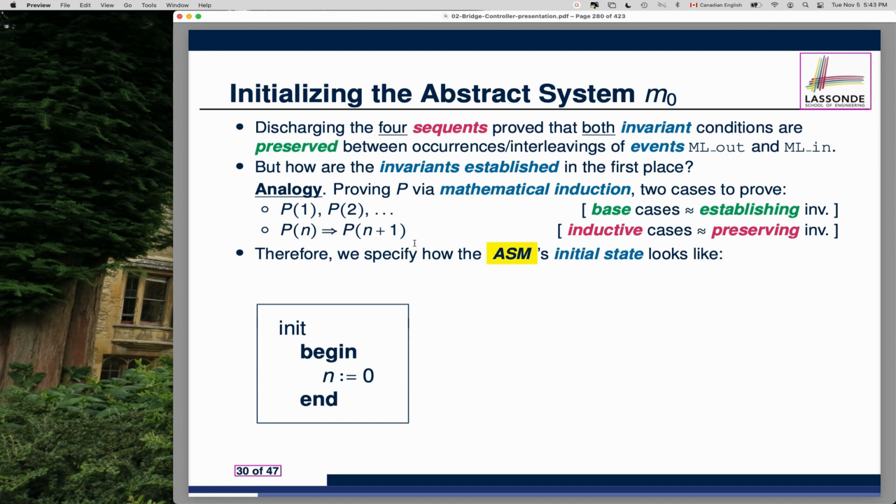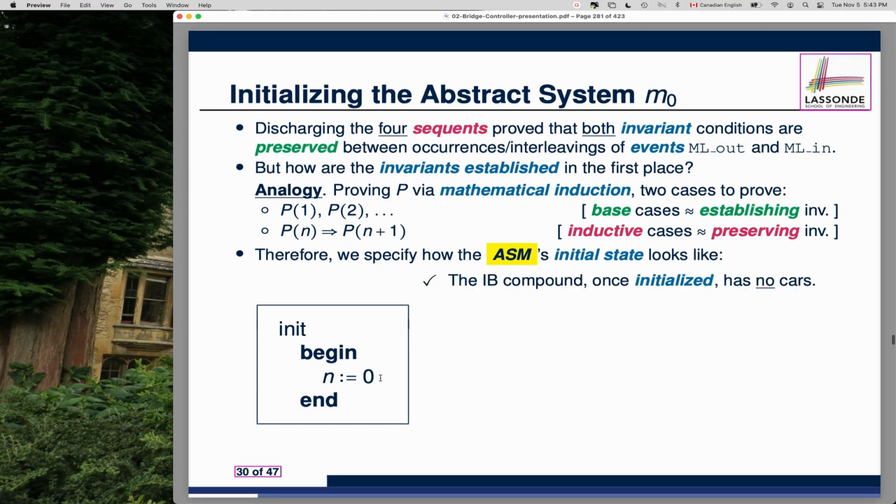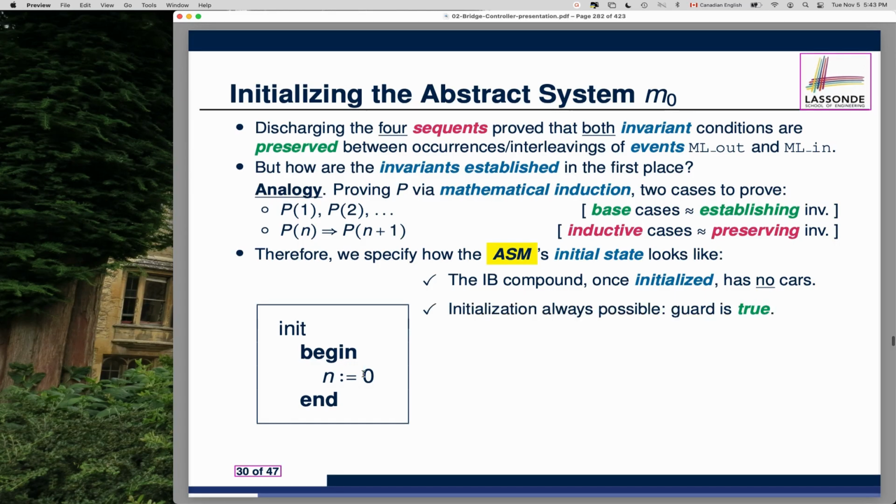Okay, so now let's talk about this initialization event. Of course, this one here is pretty simple. We only got one variable, n. So we just assign that, or just let it become 0. Let's now go over some rules, just to make sure you understand them. The interpretation is pretty easy. You want to make sure the number of cards in the island bridge compound is initially 0. That makes sense. Okay, and initialization is always possible. It's an unguarded event. That's the only event you should really have no guards.